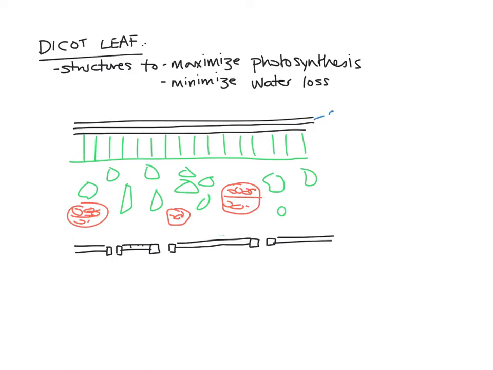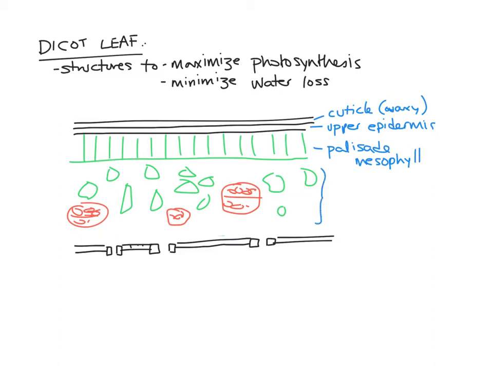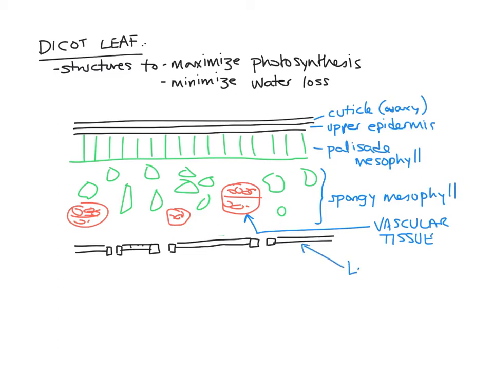what you have along the very top is the cuticle. Okay, it's usually waxy. That's when you look at a leaf and it looks really shiny. You have that. And then the upper epidermis. And then you have the palisade mesophyll. And then along here you have the spongy mesophyll. Vascular tissue, which includes the xylem and the phloem. And then you have the lower epidermis.